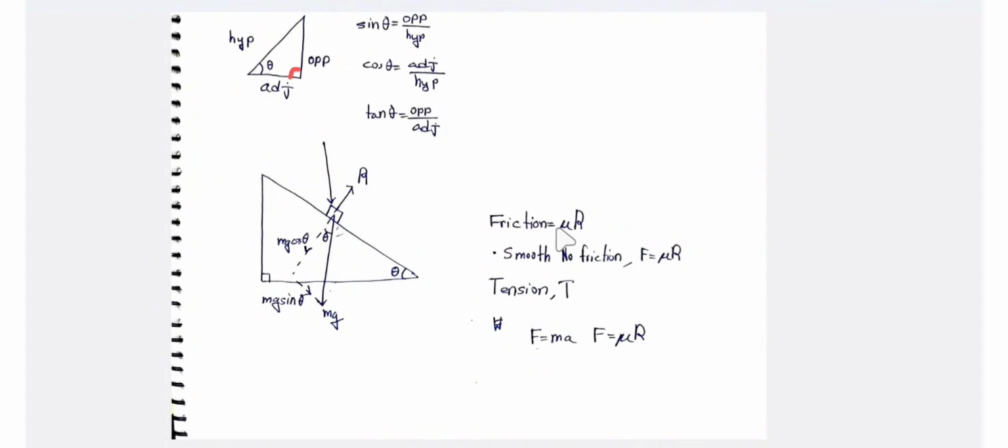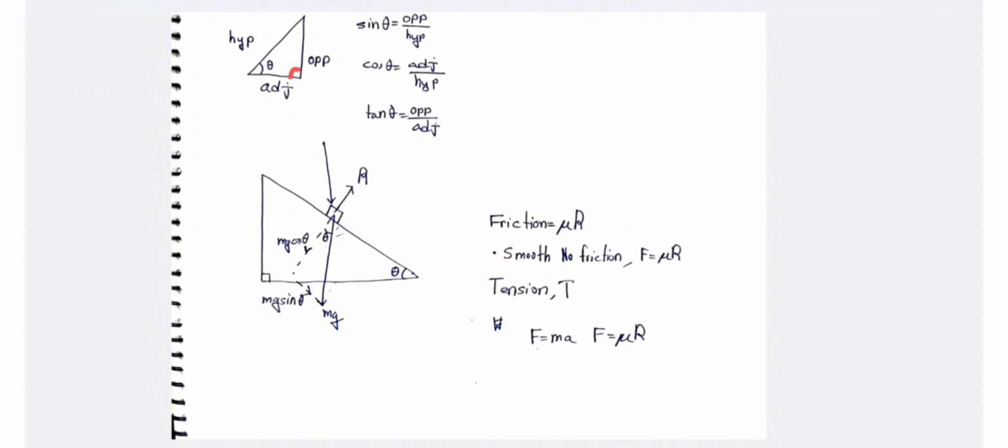For friction, friction is the opposing force. Let's suppose the object is moving in this direction, then the friction is acting opposite to the direction of motion. Friction is calculated by the formula friction is equal to mu R, where mu is the coefficient of friction and R is the normal reaction force.